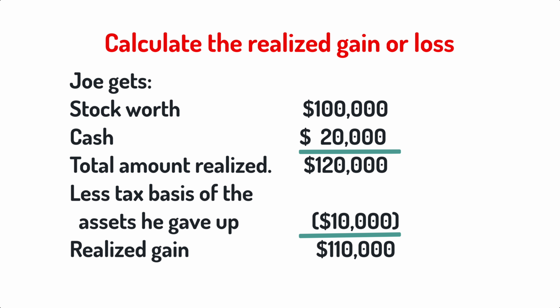It's a fair exchange. Joe gets stock worth $100,000 plus cash of $20,000 in exchange for land that was worth $120,000. The realized gain is calculated by taking the amount Joe received, $120,000, and subtracting the basis of the land that he gave up, $10,000, to give a realized gain of $110,000. That's step 1. Now we need to do step 2 to see what's recognized.